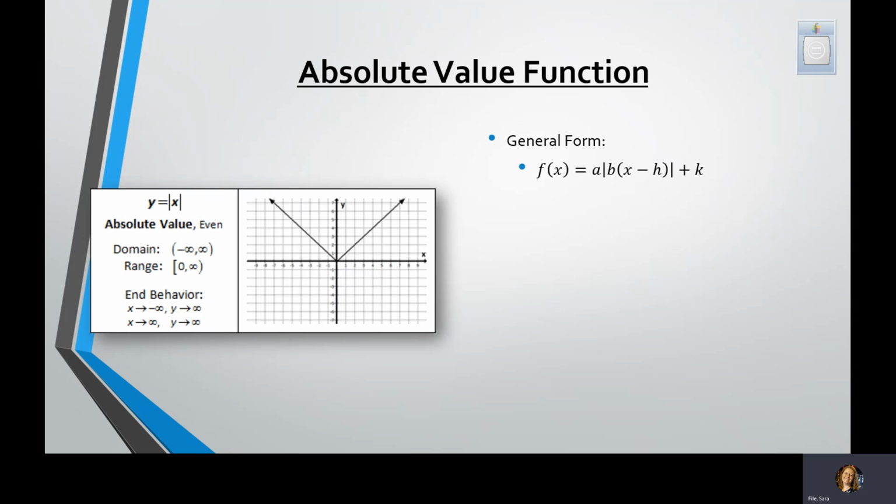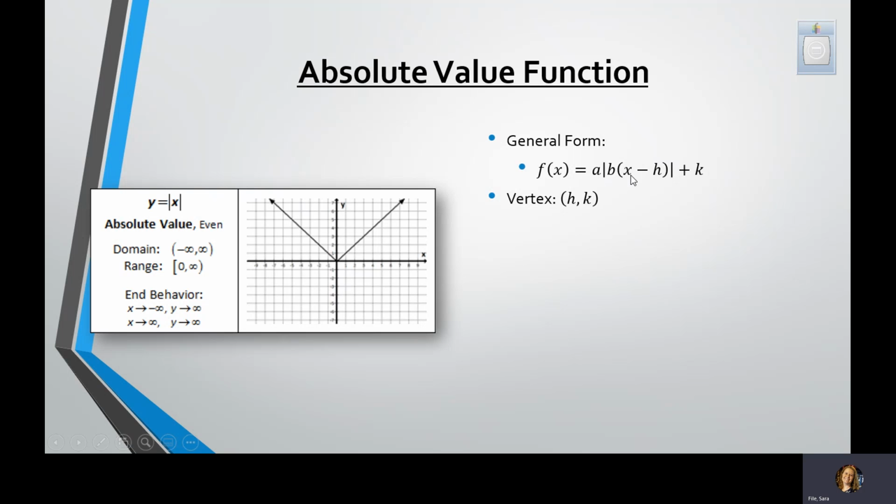General form of an absolute value equation. Okay, so f of x equals a times the absolute value of b times x minus h. And that's all in the absolute value. And then plus k is outside the absolute value. Okay, what you may or may not remember, (h, k) is the vertex.